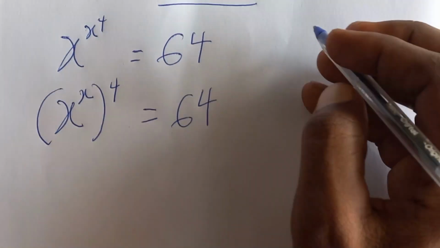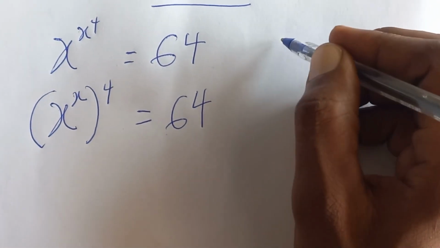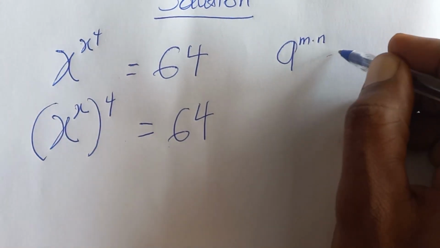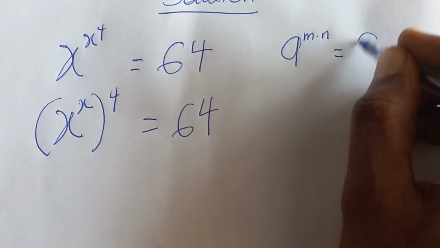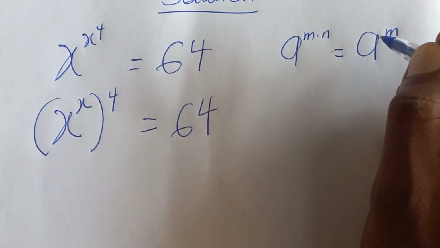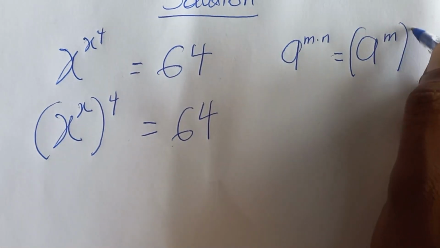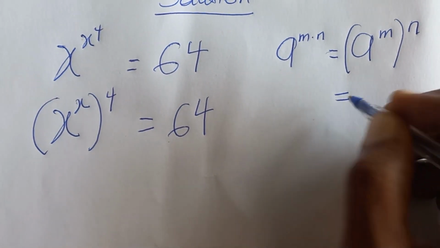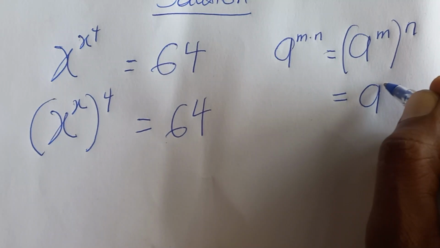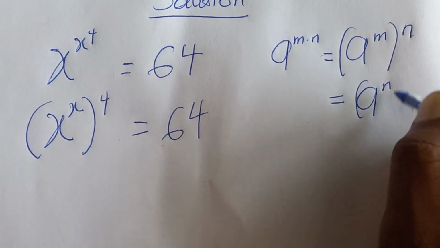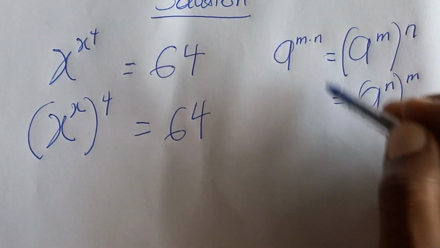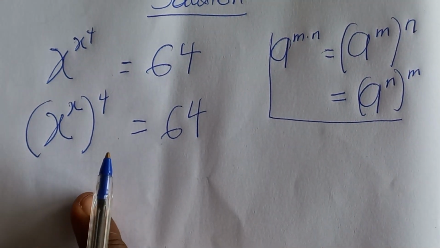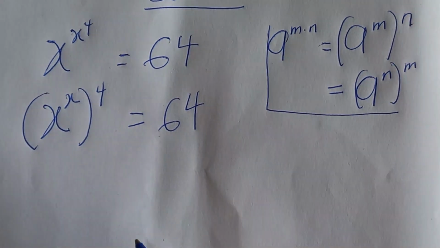We have a law in indices. We say that a exponent m multiplied by n, we can rewrite this as a bracket exponent m bracket n, and it is the same as a exponent n bracket m. Okay, so we are going to use this law to apply here.